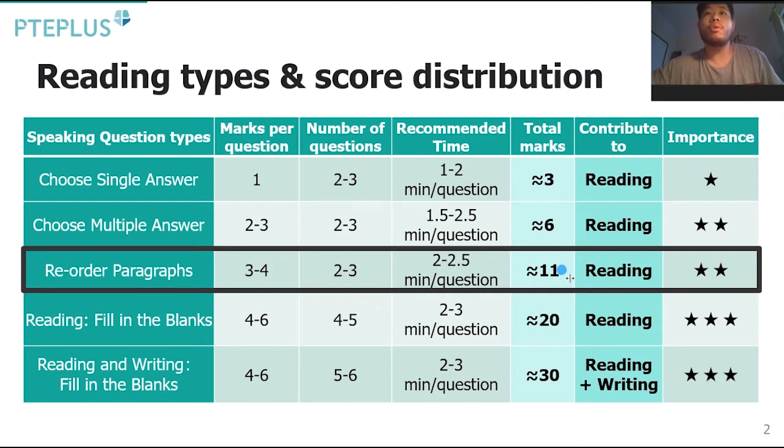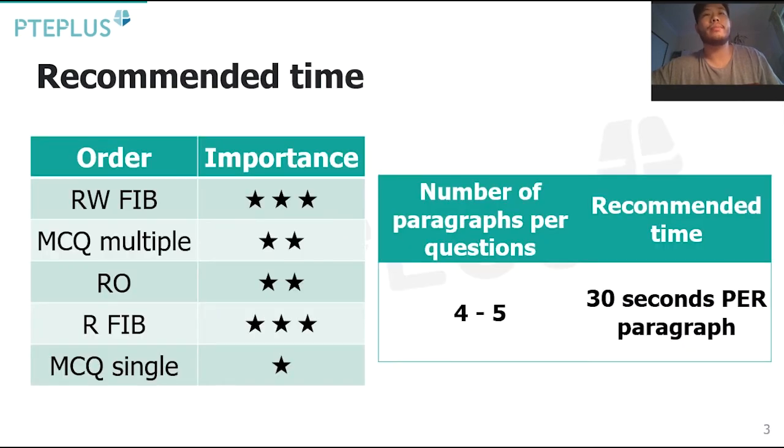They add up to a total of 11, and they contribute only to reading, meaning that their importance lies in 2 stars. We allocate time based on the importance and based on the scores. So the number of paragraphs in each question can be between 4 to 5, and we recommend you to take around 30 seconds per paragraph.